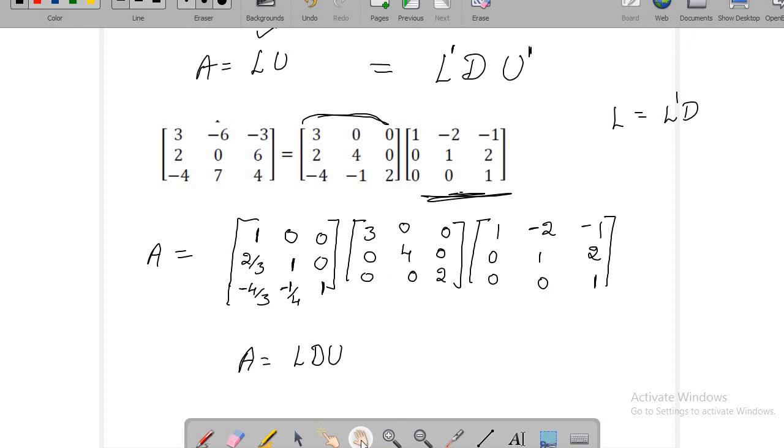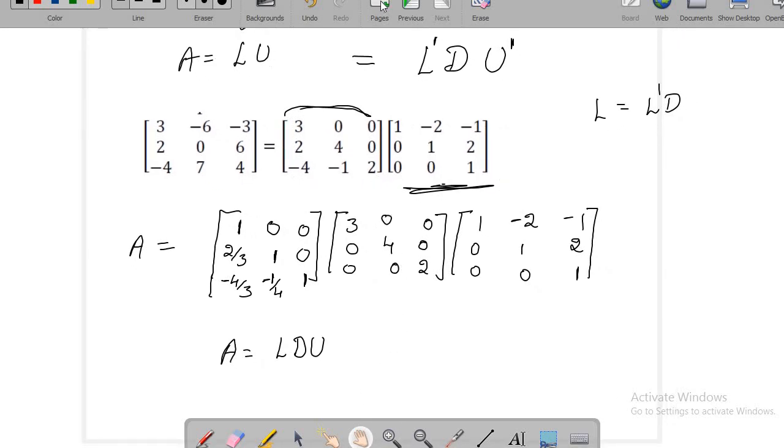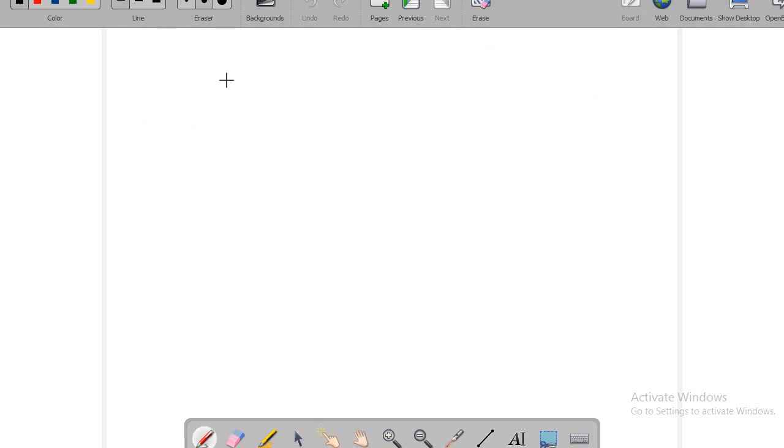Okay, and similarly we have other decompositions. When you start with a symmetric matrix, when A transpose is same as A, so when you look at its LU decomposition or LDU decomposition, A can be expressed this way. You'll get it like L D L transpose, and it is possible to get it like U transpose D U.